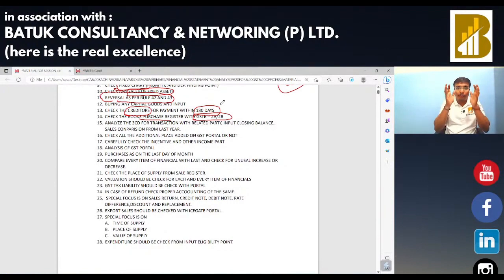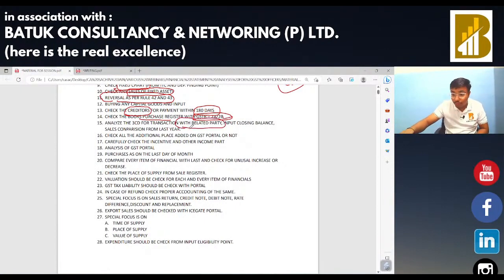But for checking purposes, we need to compare the purchase register with the GSTR 2A return to check that there is a proper reconciliation and no input tax credit which is not available in GSTR 2A. And if the taxpayer has claimed the input tax credit on that account, in that case we need to check the things. Okay, sir. So that is the scenario on which we need to check. Next, sir, related party transaction.